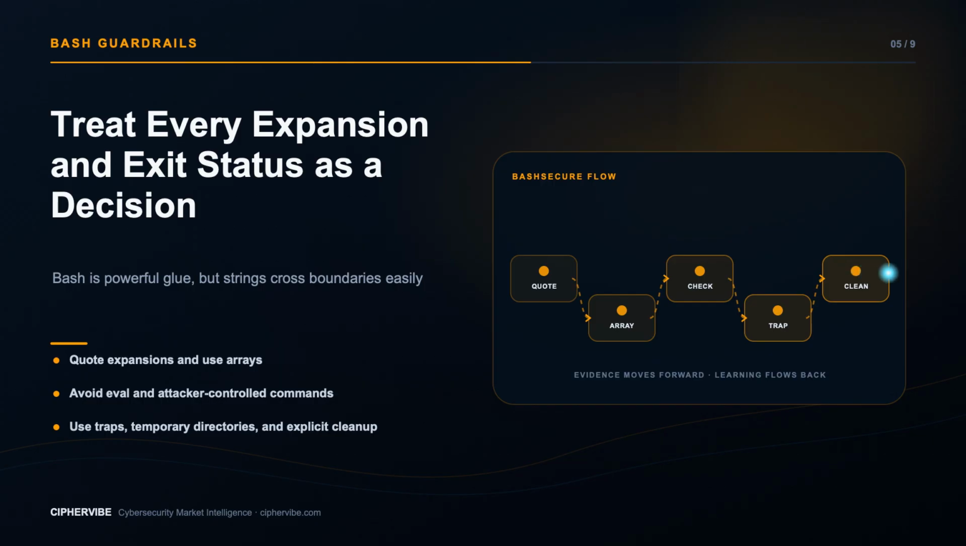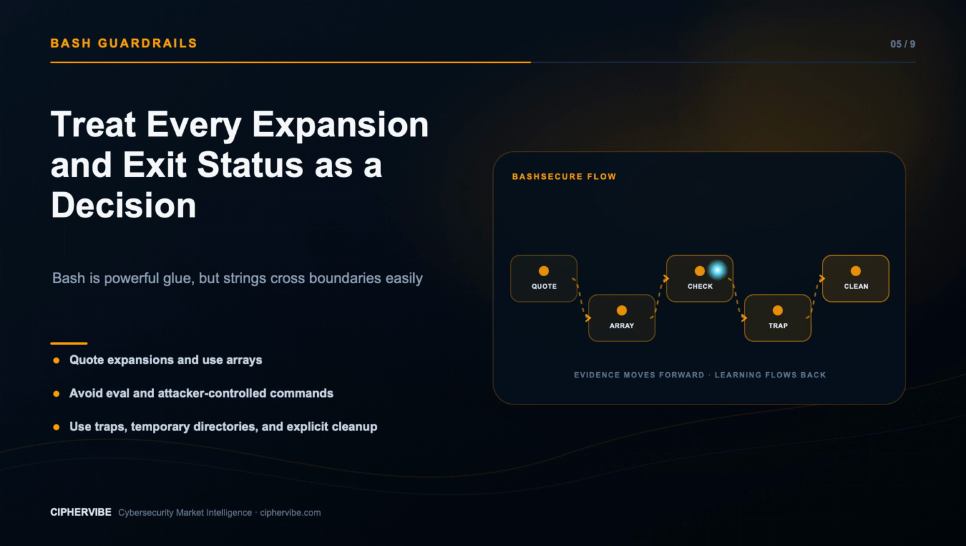Bash error behavior has exceptions, especially around conditionals, pipelines, functions, and command substitution. Check critical return codes deliberately and test the actual failure paths. Create temporary working directories with a secure utility, record the exact path, and clean them through a trap. Quote the cleanup target and reject empty or unexpected paths.